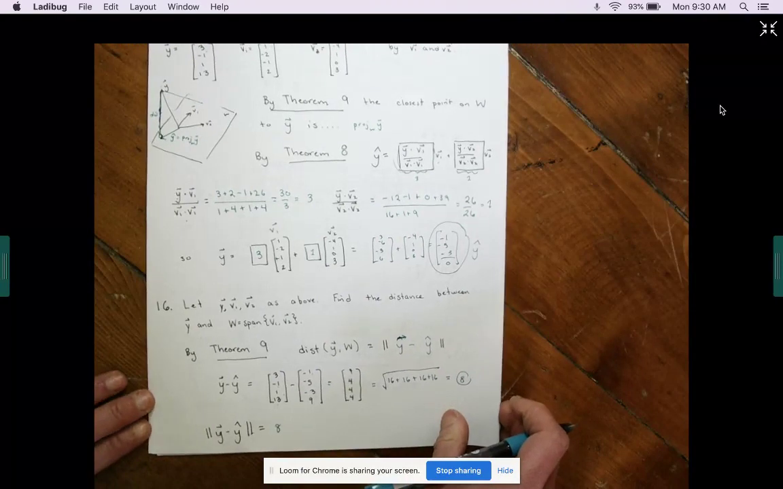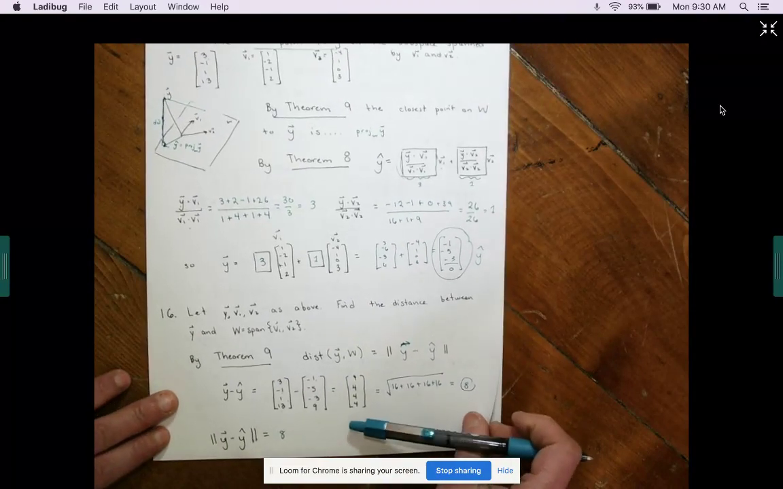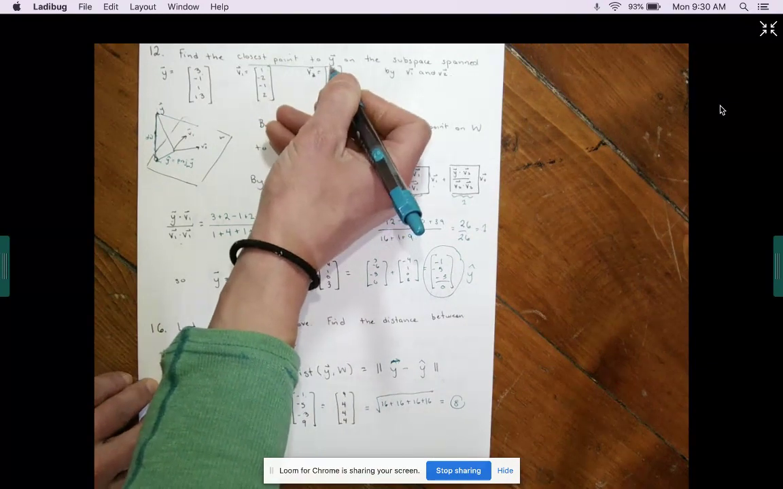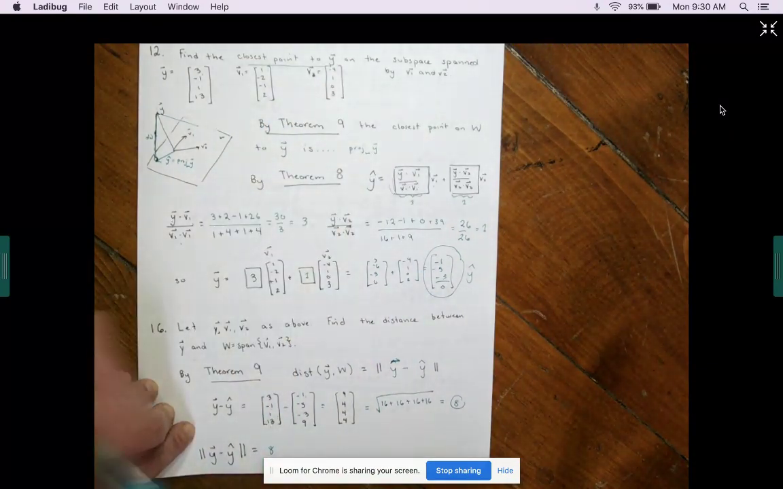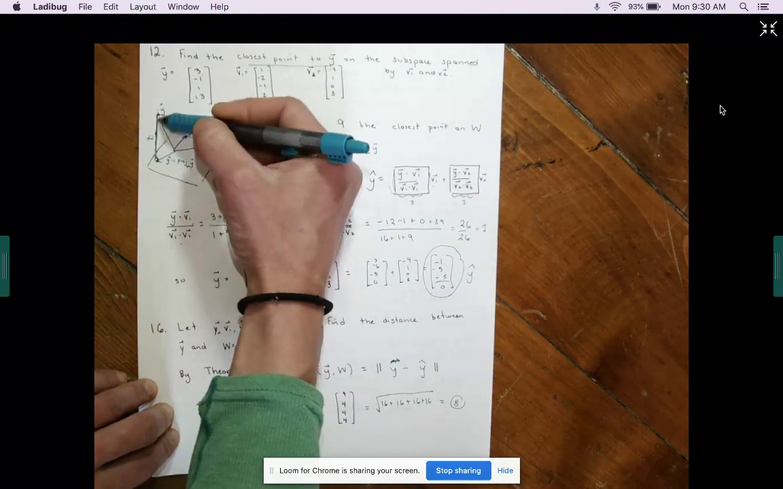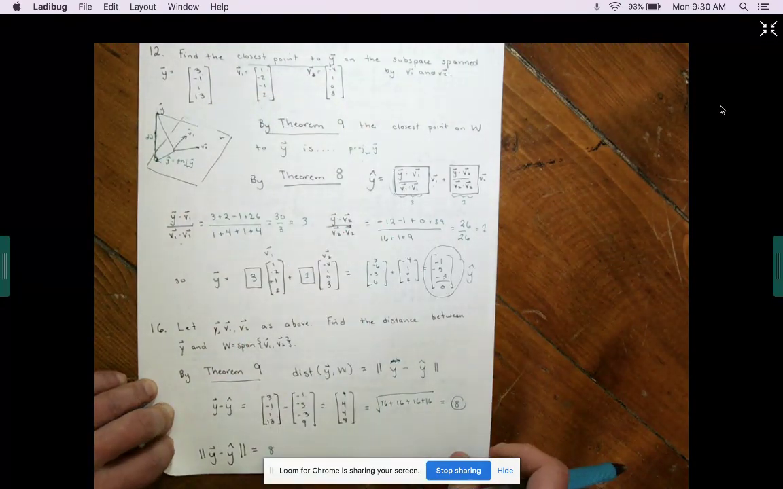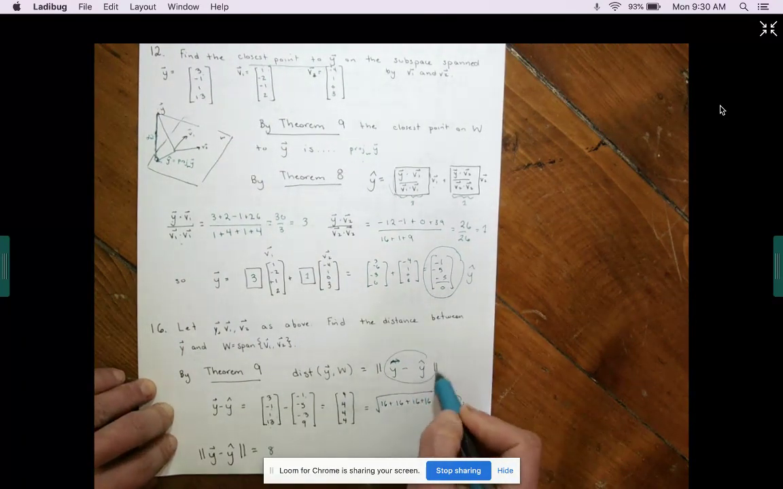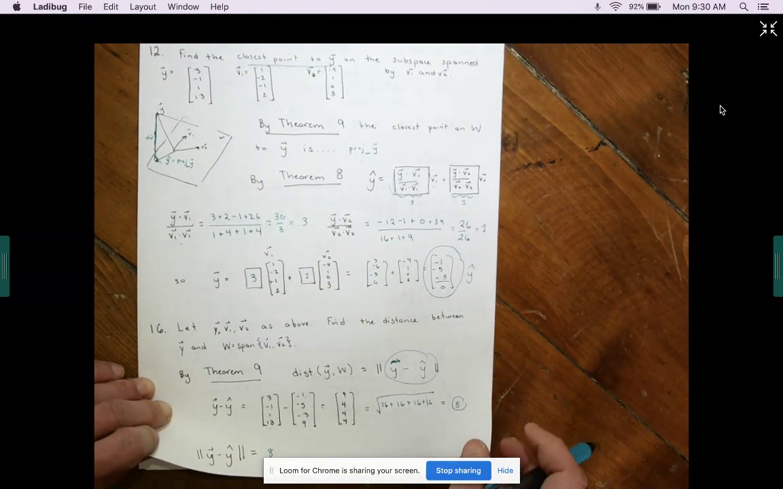So that's numbers 12 and 16. And again, the key here is just that the closest point to y on a subspace is obtained by taking the orthogonal projection to that subspace. And then this length is the distance, the length of this connecting vector. And that's how we represent the connecting vector.